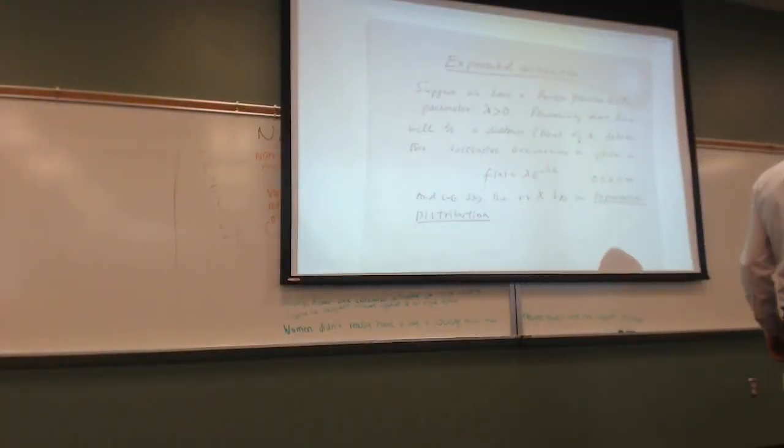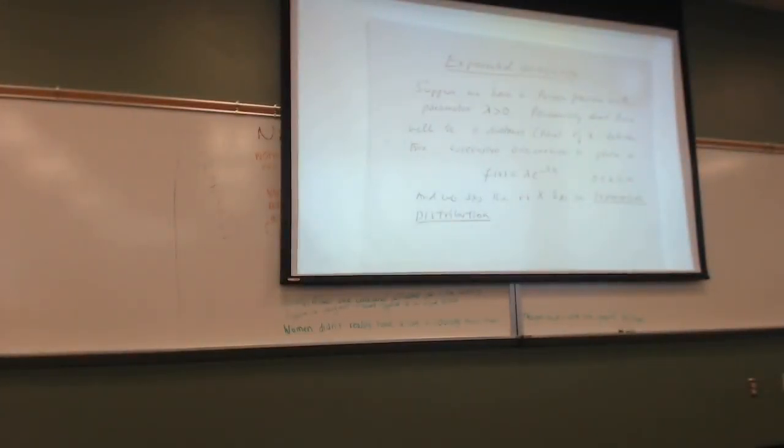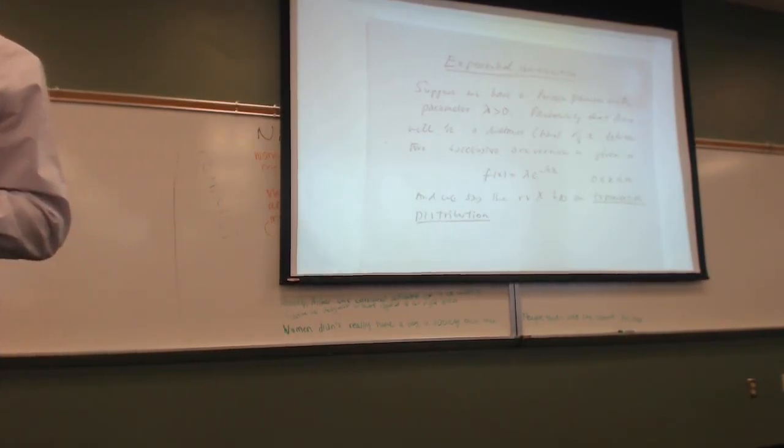Now in the Poisson distribution, what was my question of interest? If I tell you something happens 3 times in an hour, what's the probability that it will happen 5 times in an hour? Or what's the probability that it will happen 7 times in an hour? Now here, what's my question of interest? If something is going to happen 3 times in an hour, what is the probability that there will be 15 minutes between two occurrences? What's the probability that there will be 10 minutes between two occurrences?